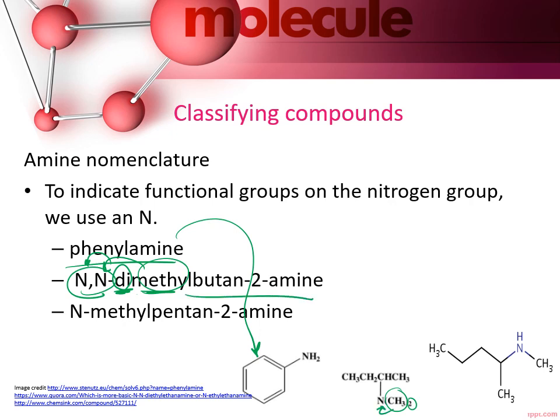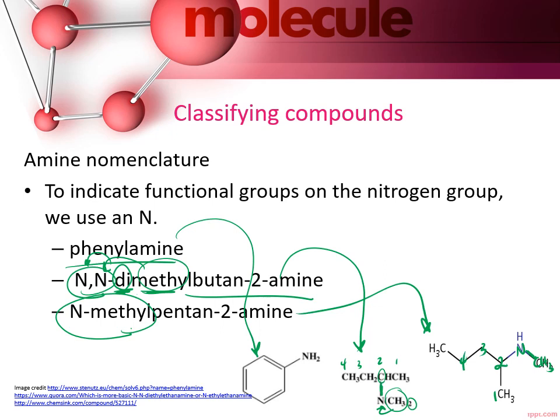Butan-2-amine: 1, 2, 3, 4. There's the but. The nitrogen is stuck to carbon number 2. So this guy is this guy, which means that this one must be this one. So I have a methyl group on one side of that nitrogen. So nitrogen has a methyl group. And then there's 1, 2, 3, 4, 5 carbons. There's the pent. Because this nitrogen is stuck to carbon number 2, it's going to be 2-amine.